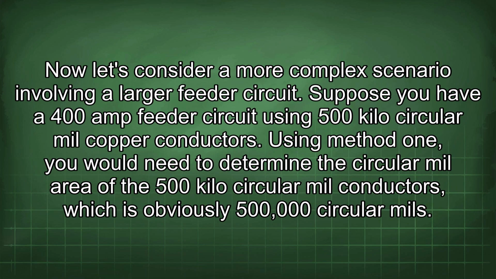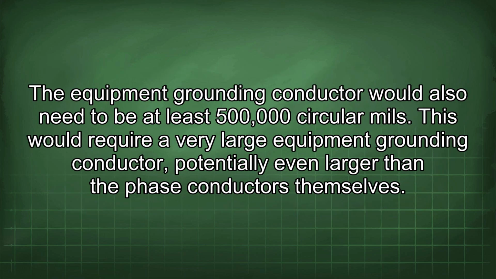Now let's consider a more complex scenario involving a larger feeder circuit. Suppose you have a 400 amp feeder circuit using 500 kilo circular mill copper conductors. Using Method 1, you would need to determine the circular mill area of the 500 kilo circular mill conductors, which is obviously 500,000 circular mills. The equipment grounding conductor would also need to be at least 500,000 circular mills. This would require a very large equipment grounding conductor, potentially even larger than the phase conductors themselves.